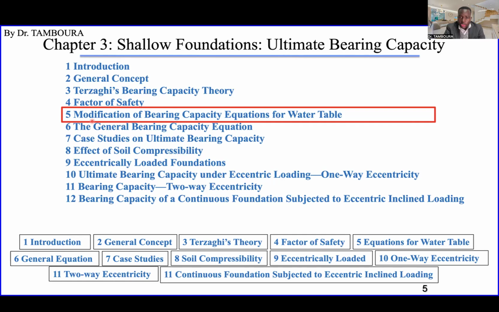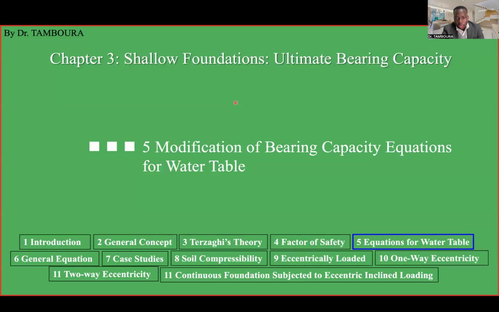So we will continue with the same equations of ultimate bearing capacity, but this time we will bring up the effect of the water table. How will this bearing capacity equation be modified due to the presence of water? This is what we are going to discuss in this video, part 5 of this chapter: modification of bearing capacity equations for water table.